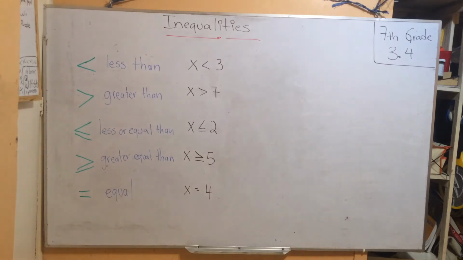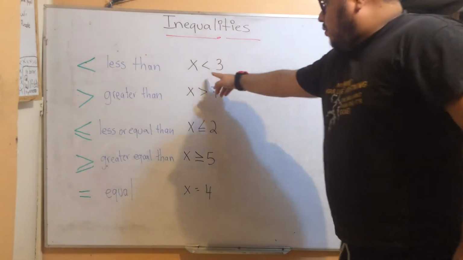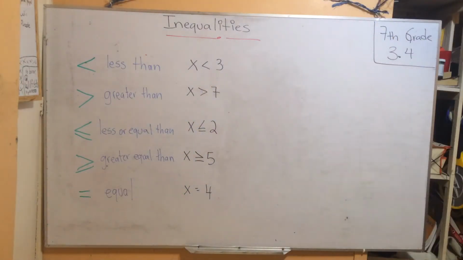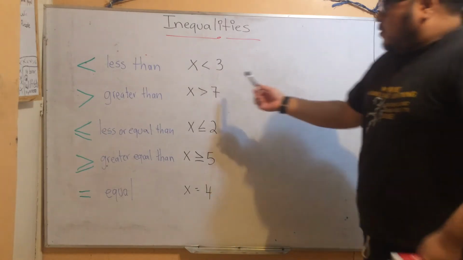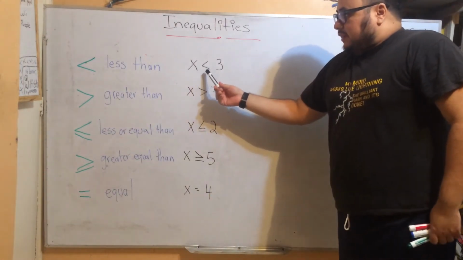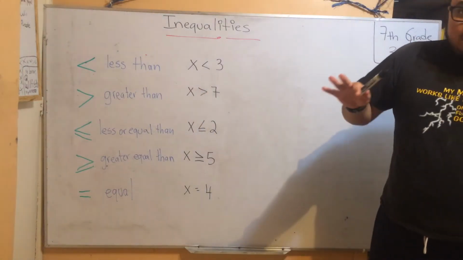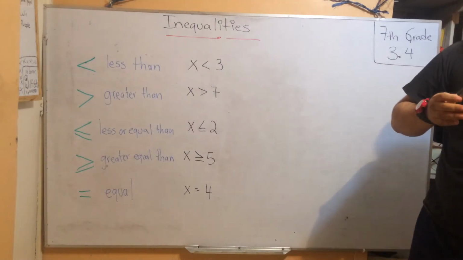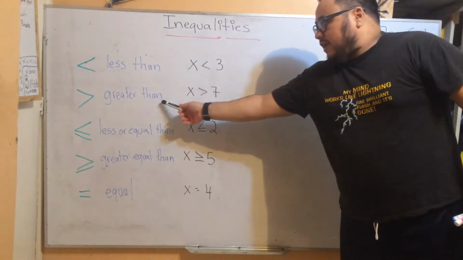On the first one, we have less than. The first one says x, then the symbol, and then the number 3. This means that whenever we have x less than 3, we are looking for a value that is lower than 3. So any number that we choose is going to be less than 3. Can I choose 4? No, because 4 is greater than 3.